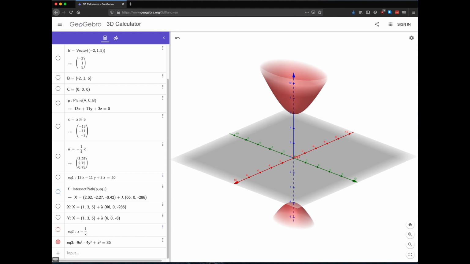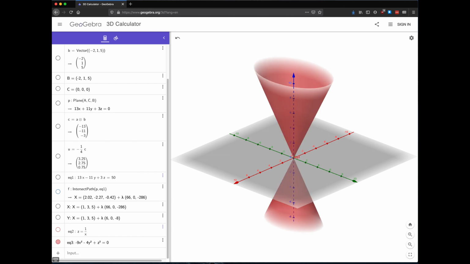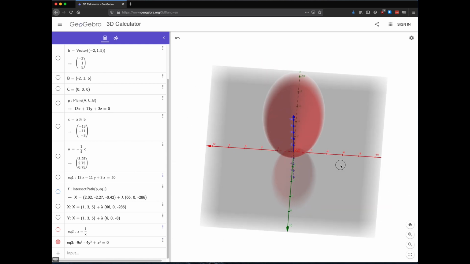What's left? So we did 1 sheet, we did 2 sheets. Let's go to cones. So cones is where we start losing one of the squares, and we start losing the constants. So I'm going to put 0 over there, and make it z. There's our cone.